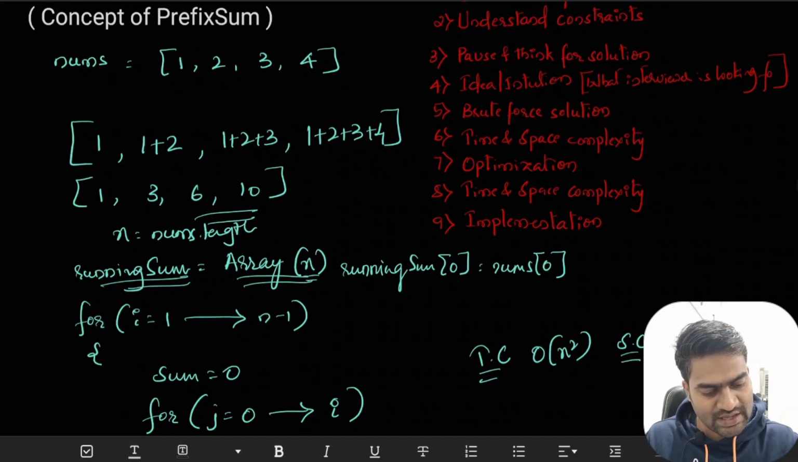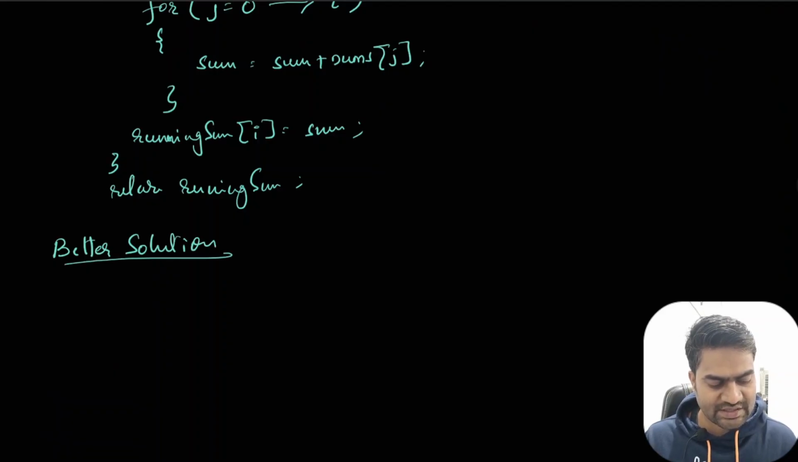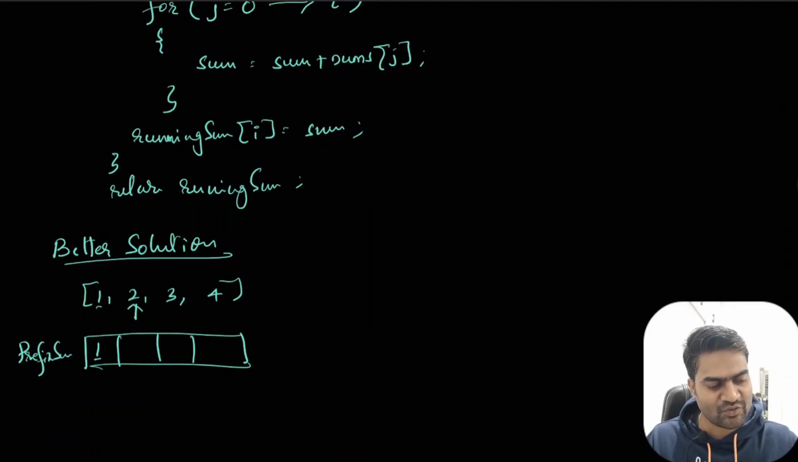For the better solution, let us take the number array again, 1, 2, 3 and 4. I will take this as our prefix sum array. Now 1 I will put as it is. Then when I process the next number, I will simply consider its prefix sum, which is 1, and add it with the current number. So what is the total? It will be 3, and I'll place that here.